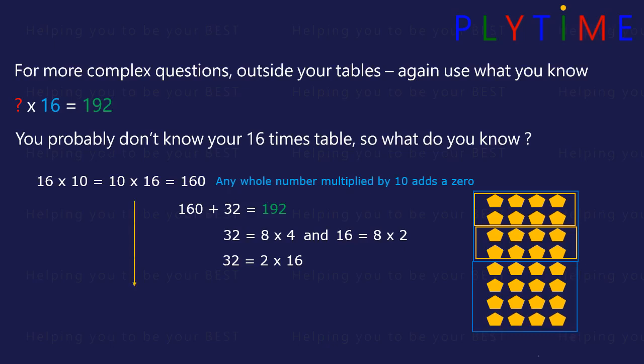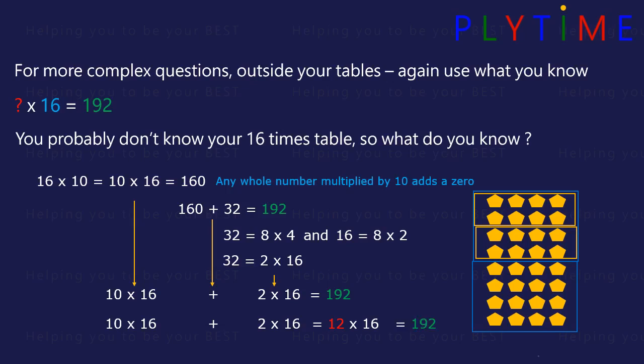So we have 10 times 16 plus 2 times 16. And that equals 192. 10 plus 2 equals 12. So we have 12 times 16. And our question mark equals 12. 12 times 16 equals 192.